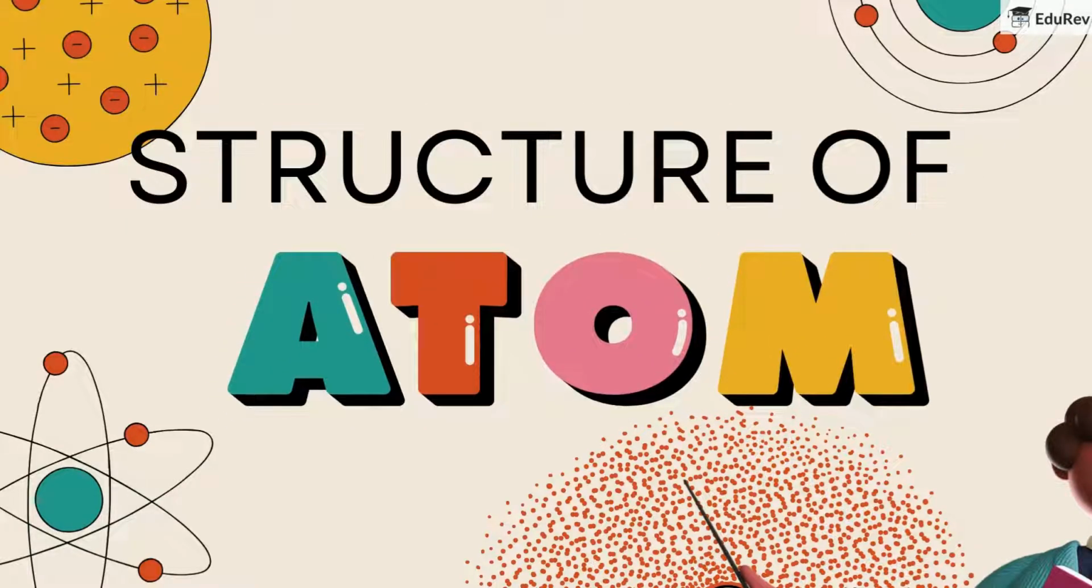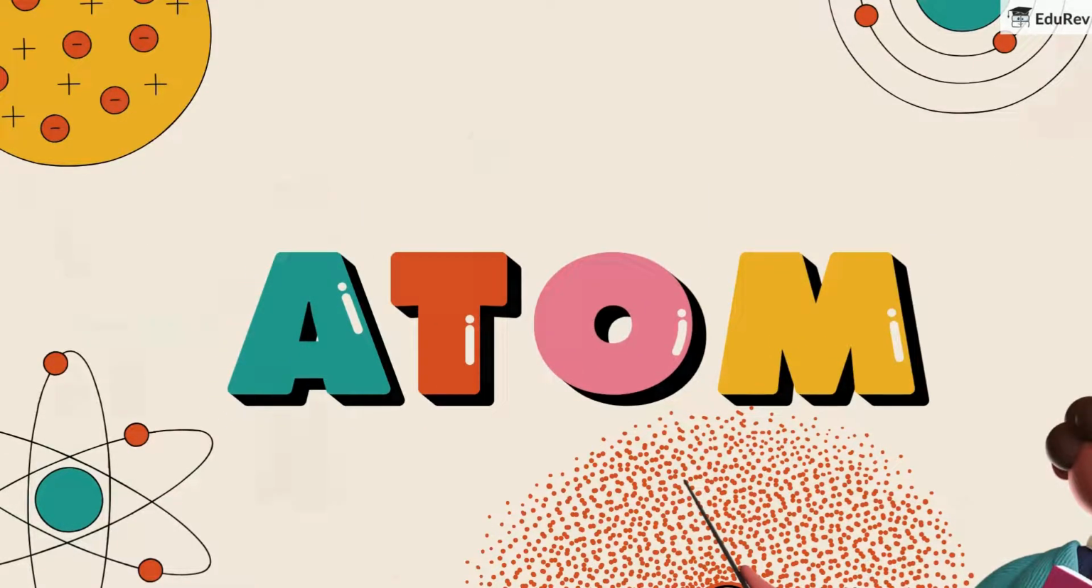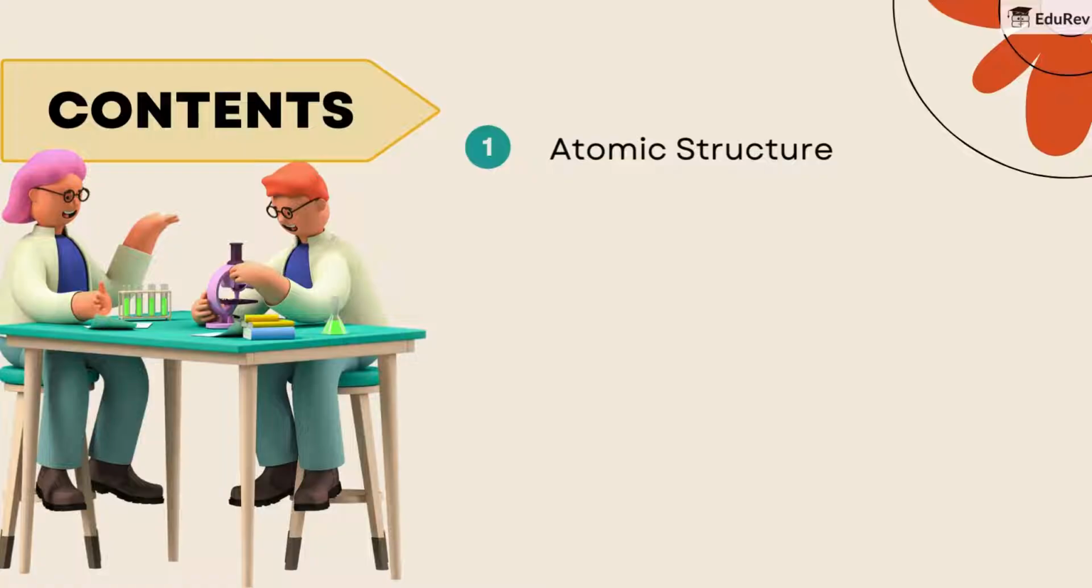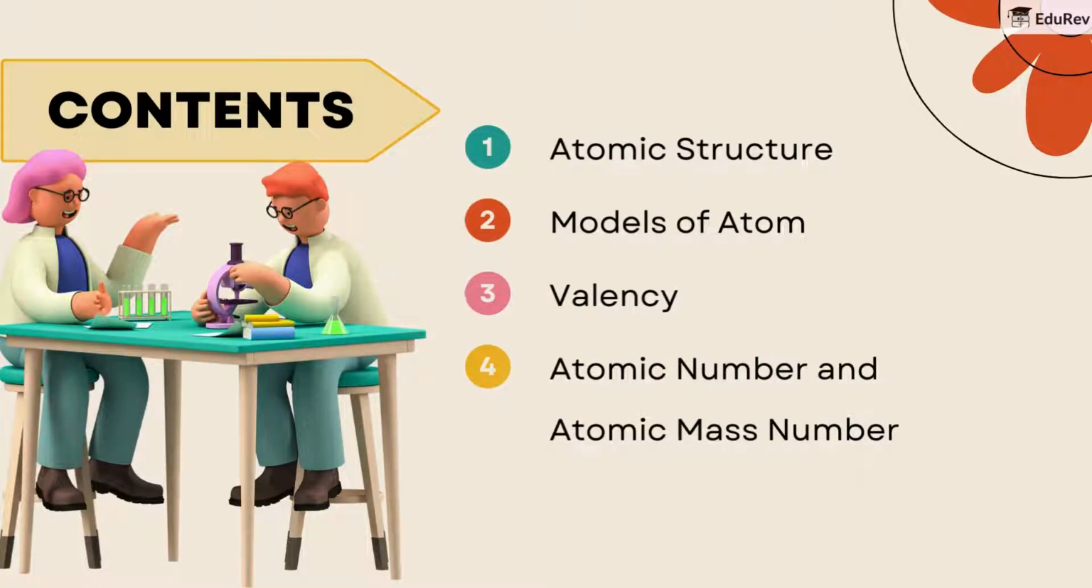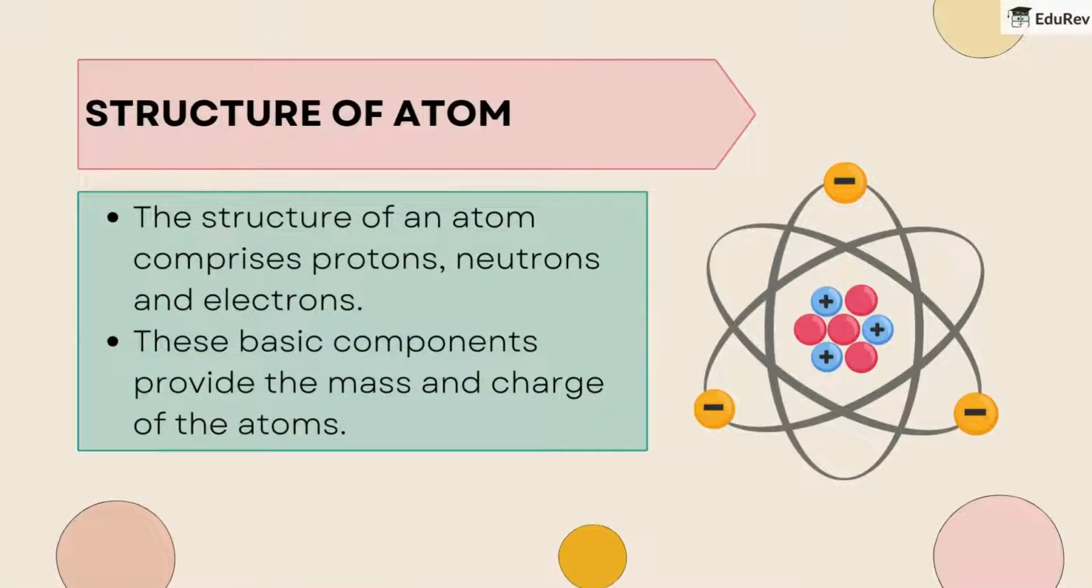Welcome to our lesson on the structure of atoms. In this presentation, we'll cover atomic structure, models of atoms, valency, atomic number and mass number, as well as isotopes and isobars. Let's begin. The structure of an atom comprises protons, neutrons, and electrons.